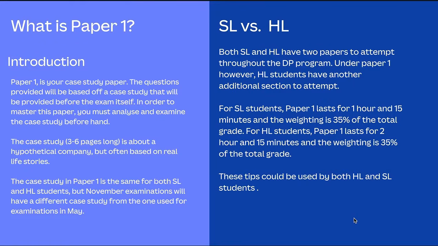For SL students, paper 1 lasts for an hour and 15 minutes and the weighting is 35% of the total grade. For HL students, paper 1 lasts for 2 hours 15 minutes and the weighting is also 35% of the total grade. So the extra time given to HL students is for section C, which is not there for SL students. The tips that I'm going to be talking about further on in the video can be used by both HL and SL students, and it's really helpful to make it a stress-free and simple paper to get good grades in.